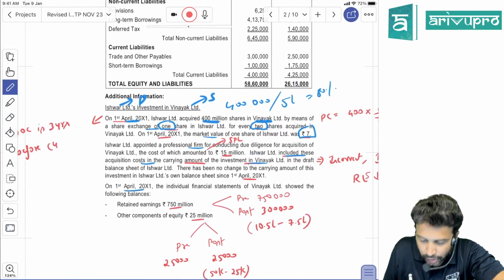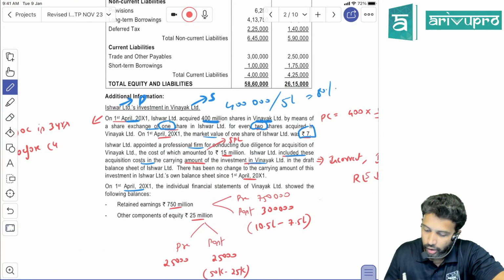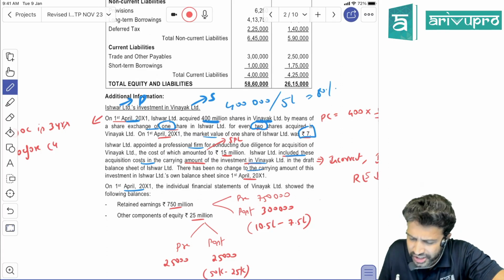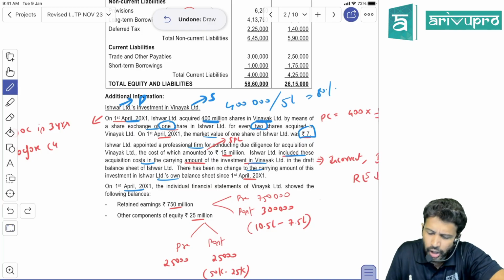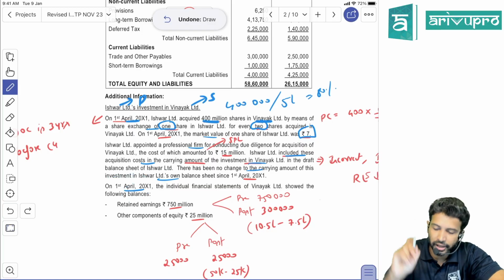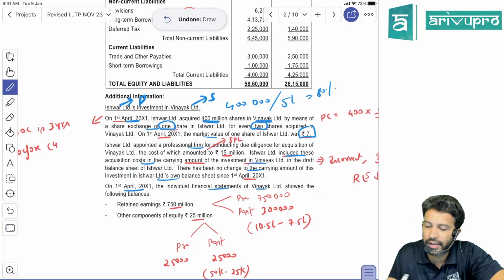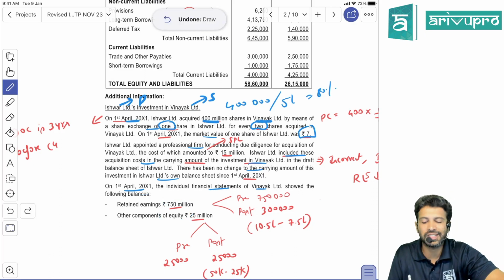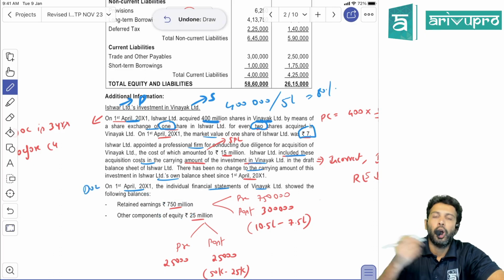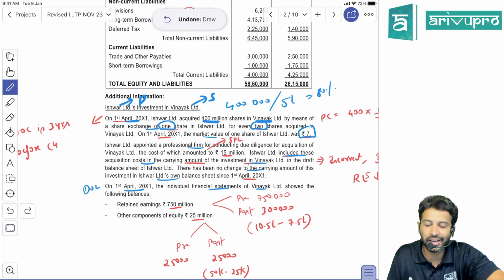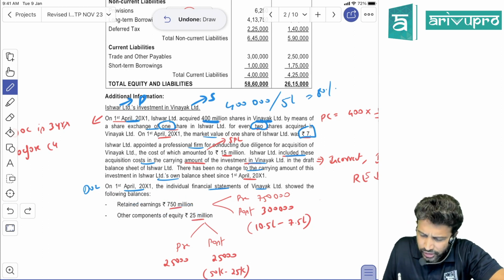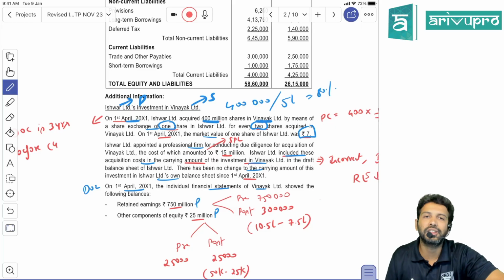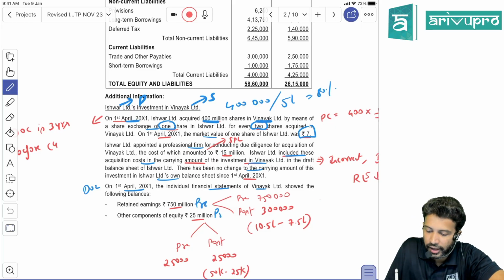Okay, on 1st April 20x1, meaning on the date of control, in fact, they've said that there has been no change in the carrying amount of the investment, and so on. On 1st April 20x1, the date of control, the individual financial statements of Vinayak showed the following balances. So 1st April 20x1 is your date of control. On the date of control, they have given the subsidiary's retained earnings and other components of equity. These are already existing, so this 750 million and 25 million is the pre-acquisition profit.